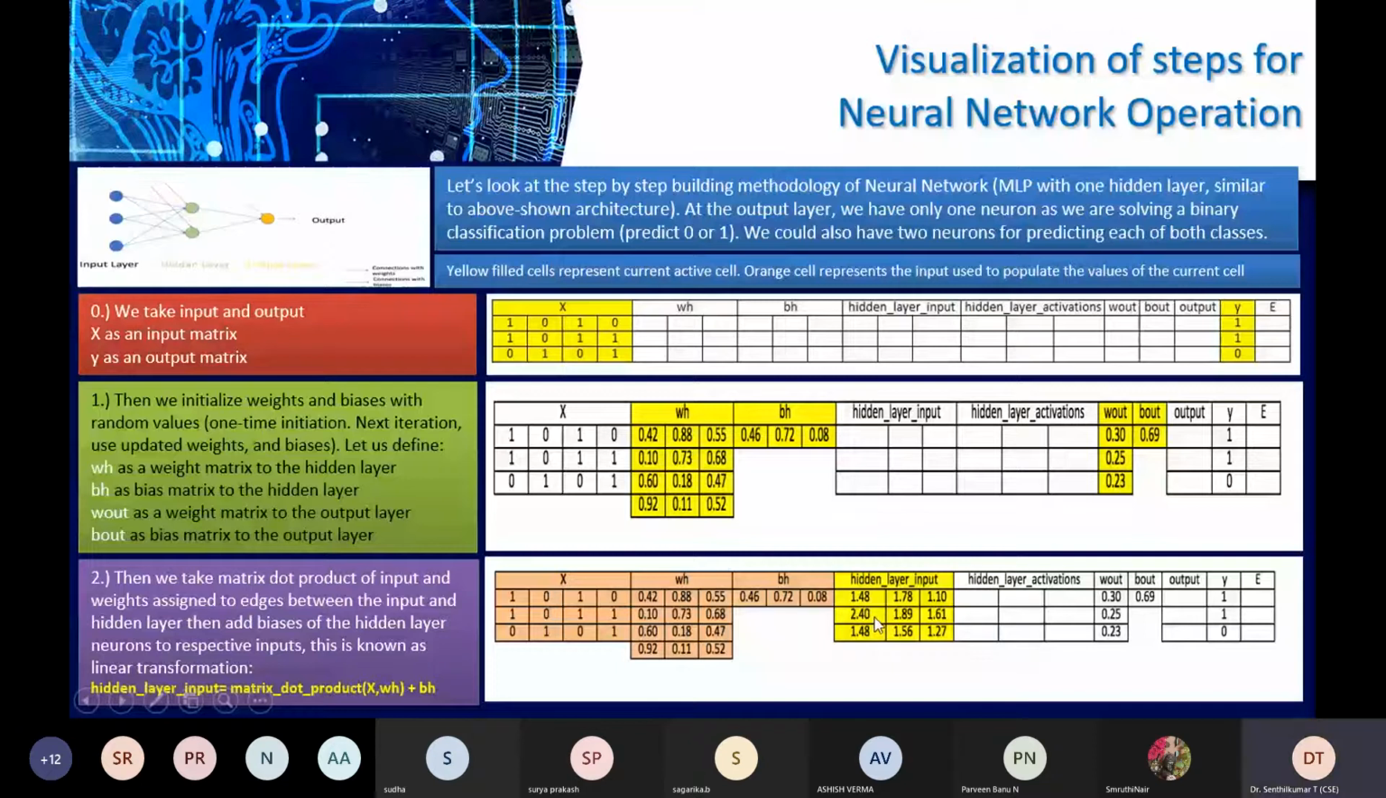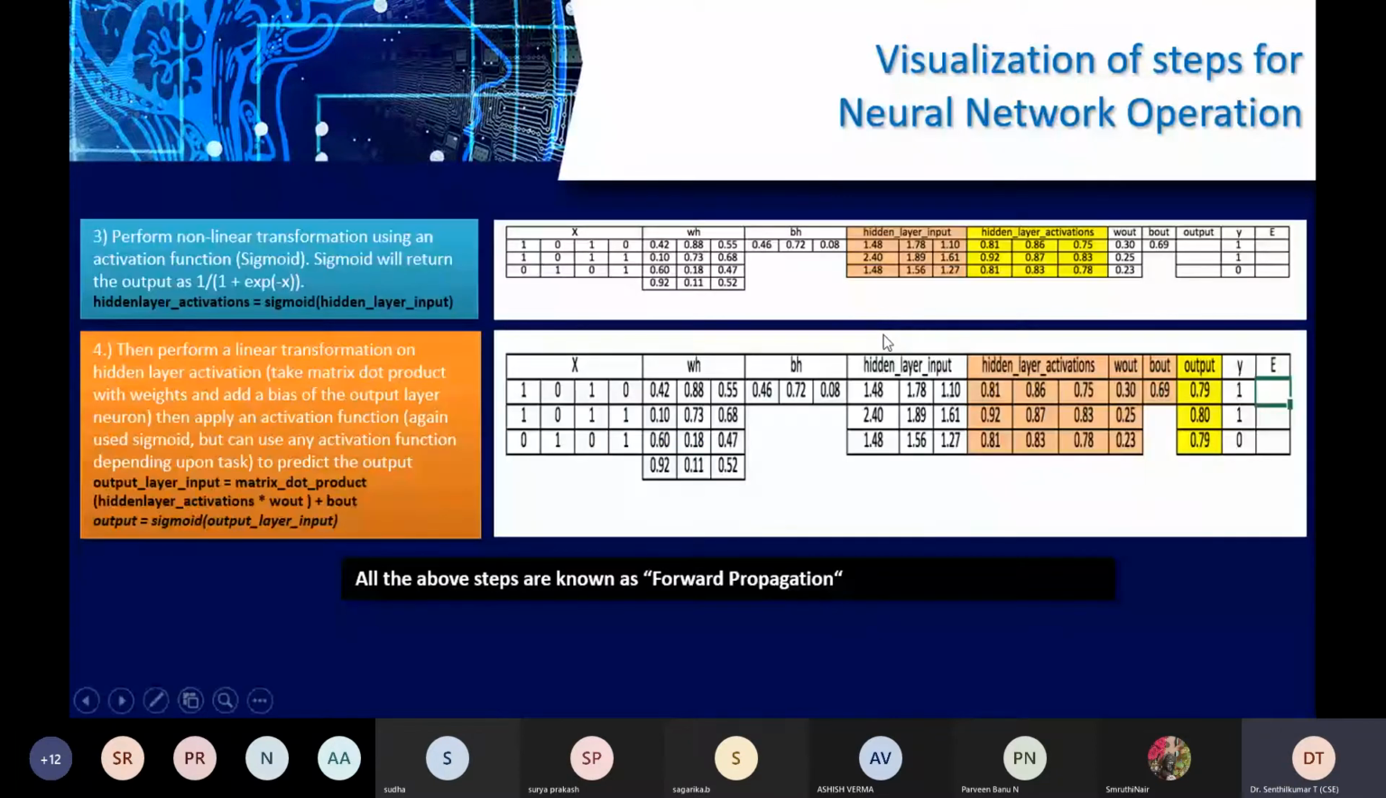Now, the next step that happens, once we have your hidden layer input, is that we want to find the activation function. That is done by using sigmoid of the hidden layer input. So this is your hidden layer input. Sigmoid of that hidden layer input will give you the hidden layer activations. So activations are now available.